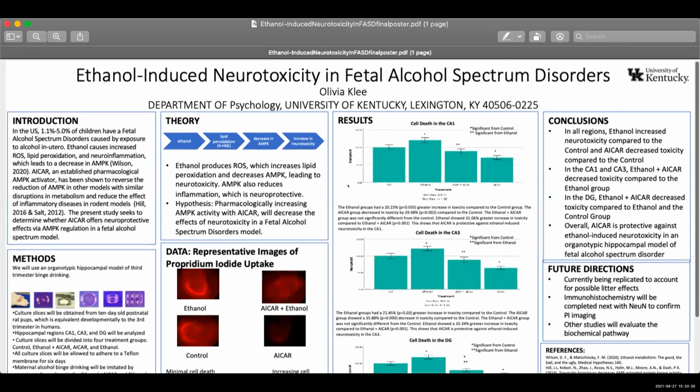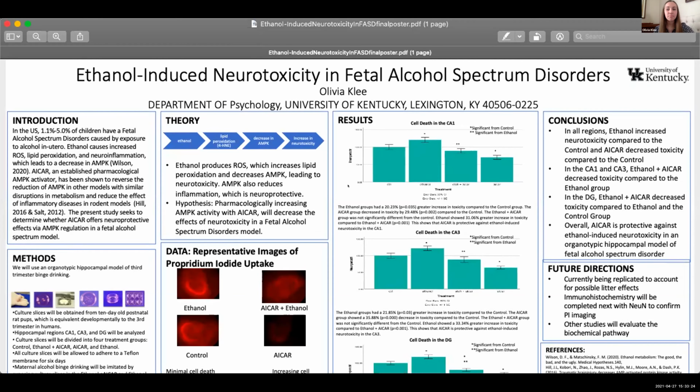Yes. My name is Olivia, and I'm a neuroscience major at UK. My faculty mentor for this project is Dr. Mark Prendergast. I would also like to say a huge thank you to Jessica Gabhart, one of the recent master's program graduates, for being a mentor to me on this project.